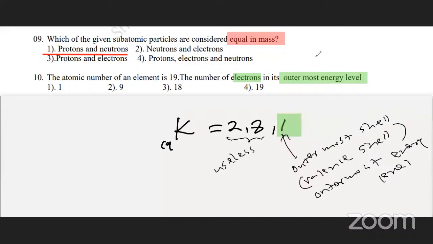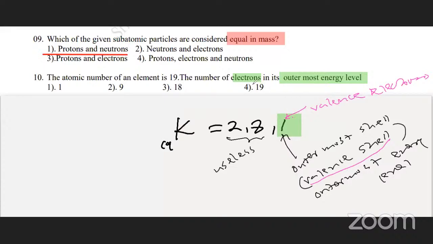In an atom, the most important electrons, which predict the properties, are in the outermost shell. These are called valence electrons. The valence shell contains valence electrons. Only these electrons participate in bond formation. Therefore, potassium forms only one bond.